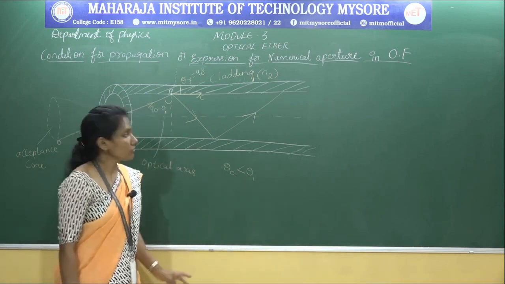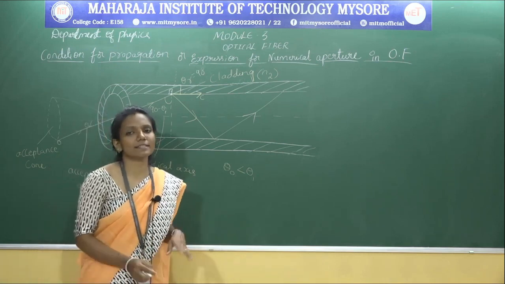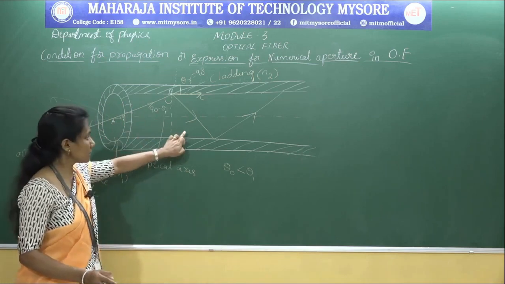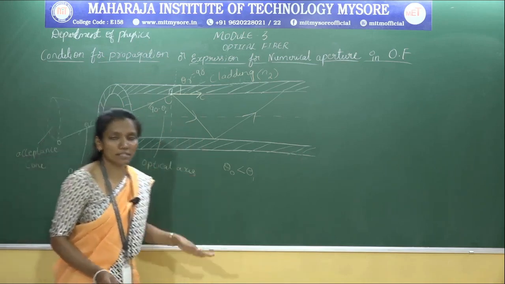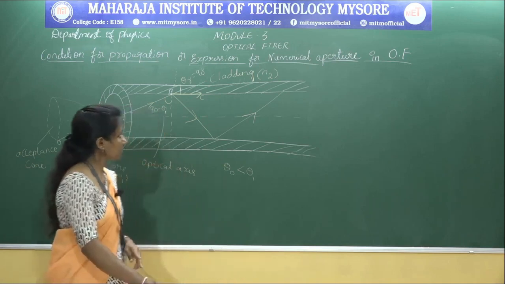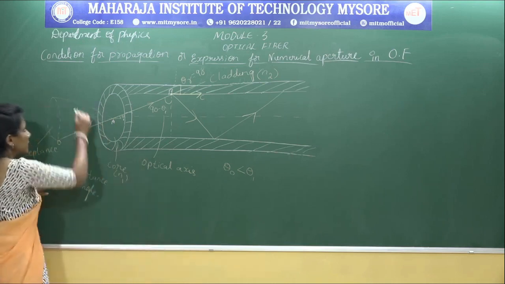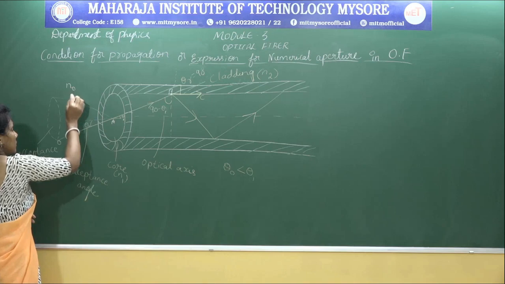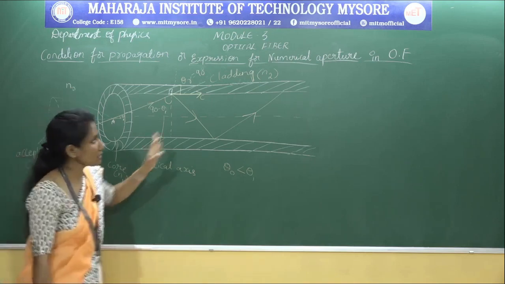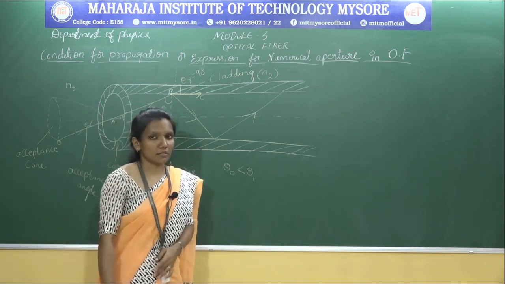For that we have to apply Snell's law, going from one medium to the next, from the rarer medium to the denser medium. First, let us consider n naught, the refractive index of the surrounding medium, n1 the refractive index of the denser medium, and n2 the refractive index of the rarer medium.